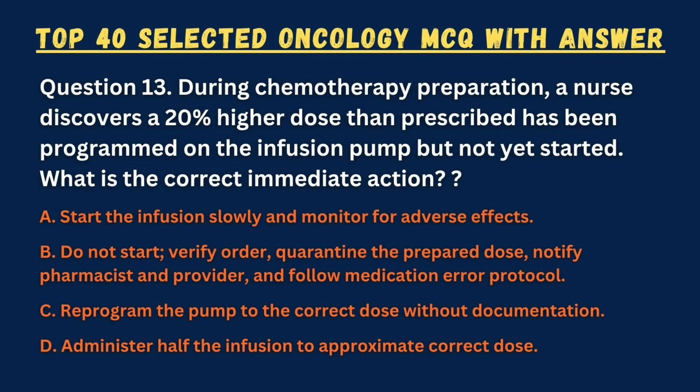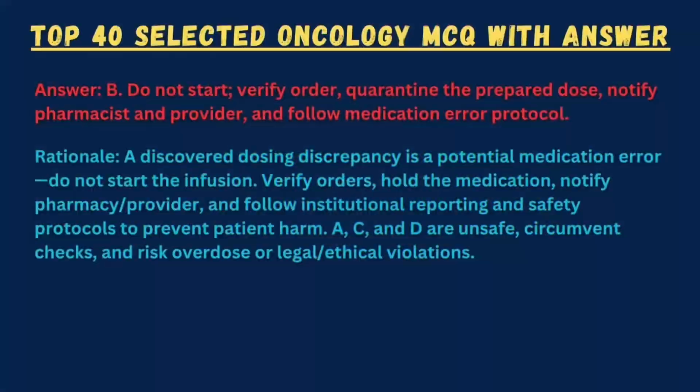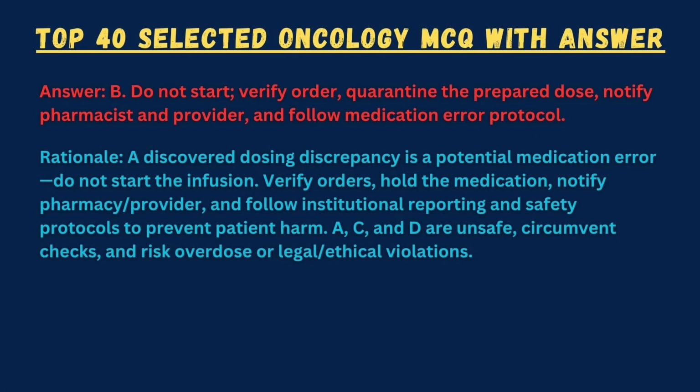C. Reprogram the pump to the correct dose without documentation. D. Administer half the infusion to approximate correct dose. Answer. B. Do not start. Verify order. Quarantine the prepared dose.